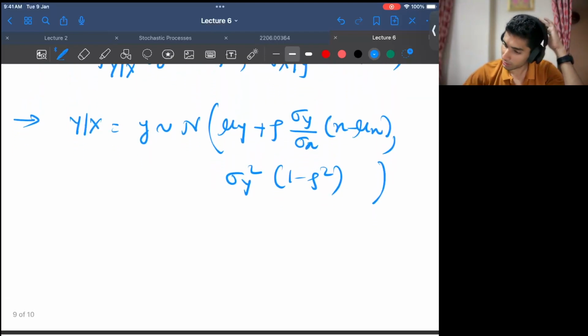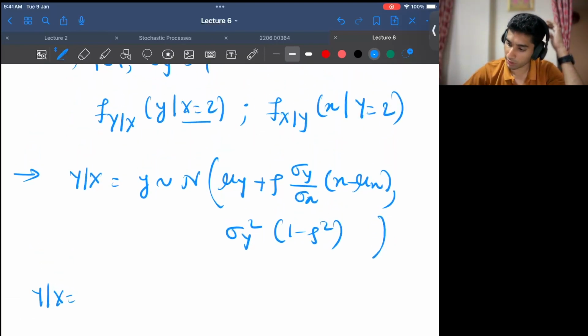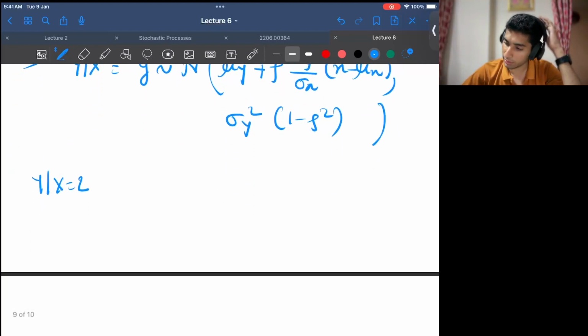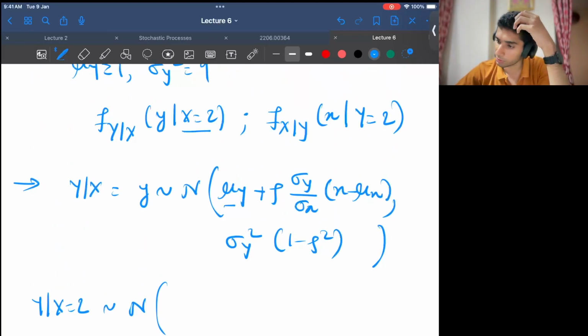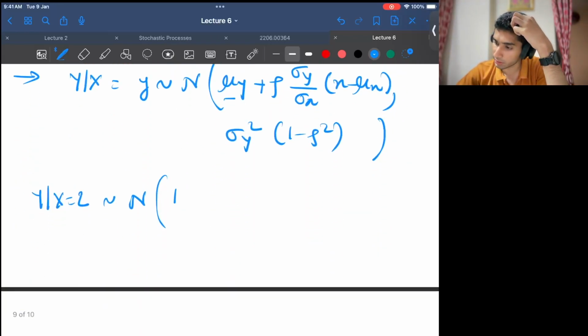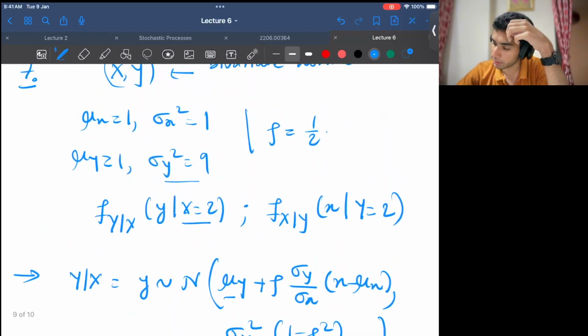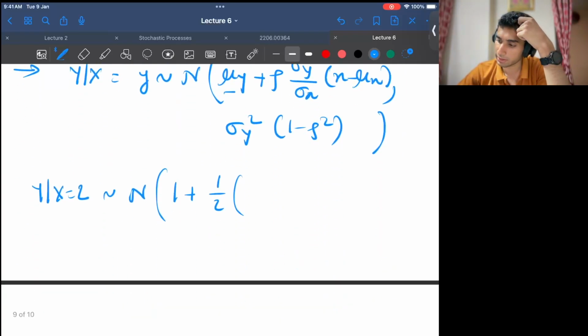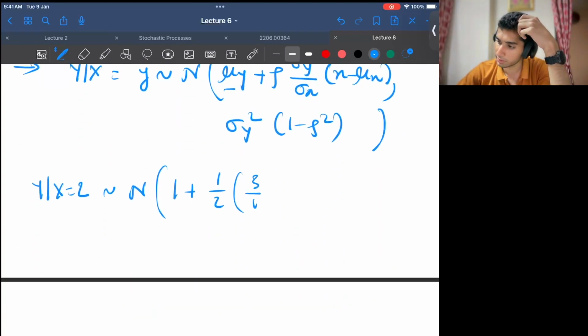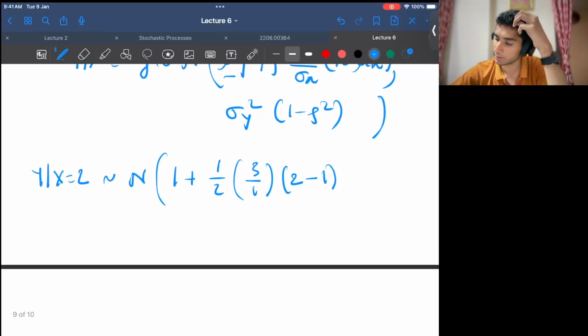So let's say you are asked, what is the distribution of y given x is equal to 2? This will be distributed according to a normal distribution. What is the value of mu y? Mu y is given to be 1, plus rho is given to be half, times sigma y by sigma x. Sigma y is 3, sigma x is 1, so this will be 3 by 1. X is given to be 2 and mu x is again 1. I'm just substituting the values, nothing else.